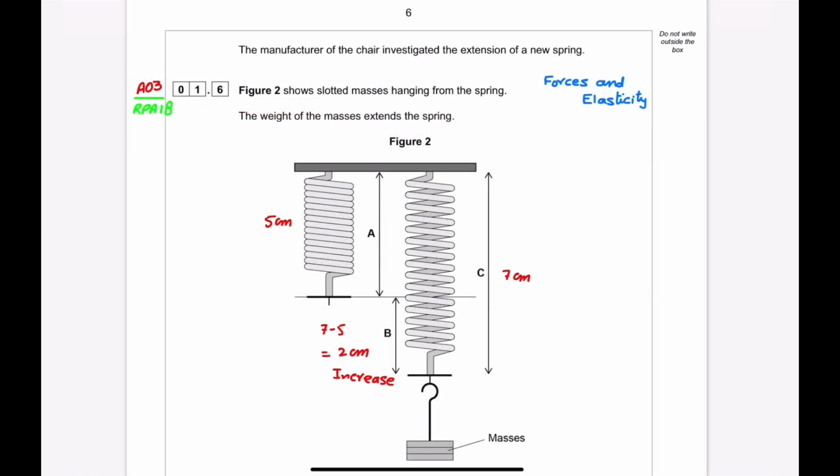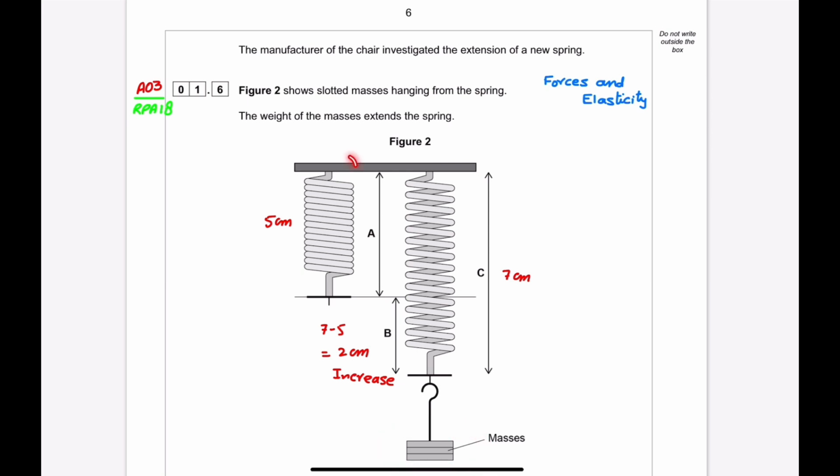The manufacturer of the chair investigated the extension of a new spring. 1.6 is a practical based activity and it is an AO3 question. Figure number 2 shows slotted meshes hanging from the spring, which we can see here. The weight of the meshes extends the spring.